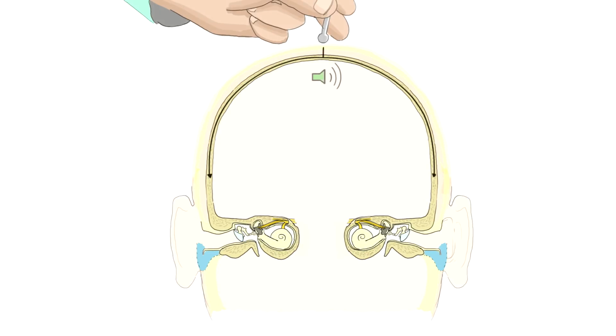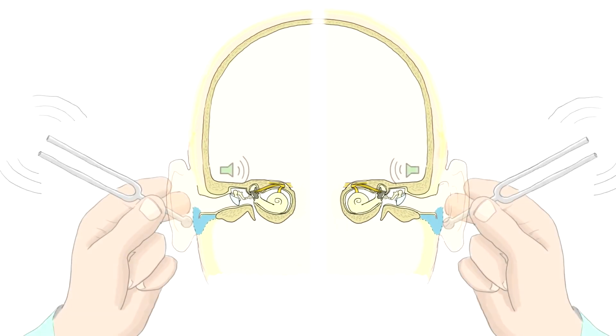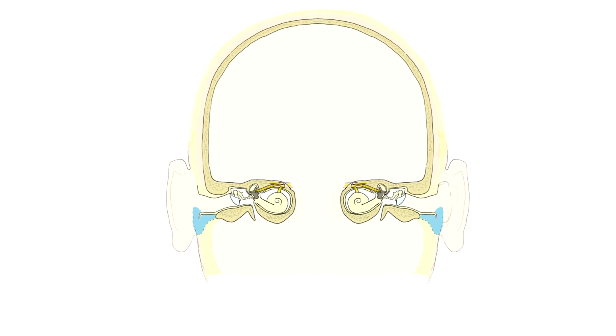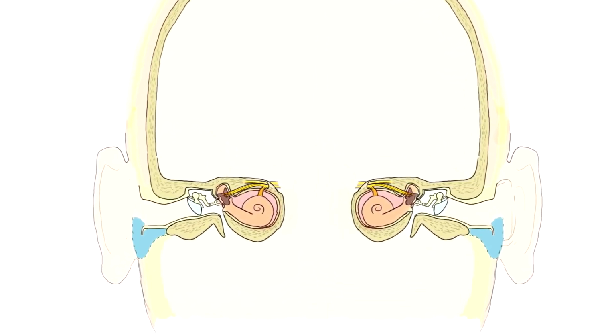A normal Weber test can be either physiological or indicate bilateral conductive or sensorineural hearing loss. The bilaterally positive Rinne test signifies that air conduction surpasses bone conduction on both sides. This rules out significant conductive hearing loss. In conclusion, the test results indicate either normal findings or bilaterally equal sensorineural hearing loss.